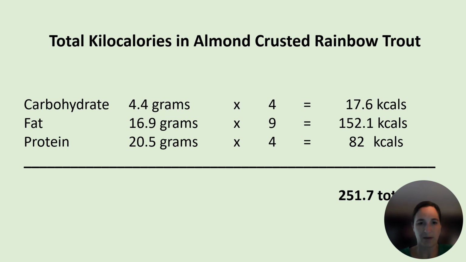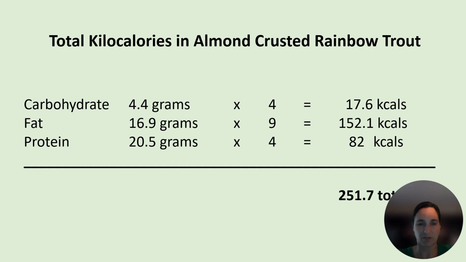So let's take a look at how we do that. If we want to calculate the total kilocalories in almond-crusted rainbow trout from carbohydrates, what we do is we multiply. So here we can see I told you there were 4.4 grams of carbohydrates. We multiply it by 4, so we see that this yields 17.6 kilocalories from carbohydrates.